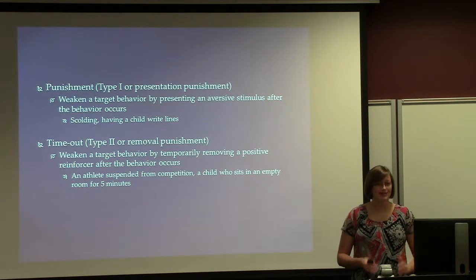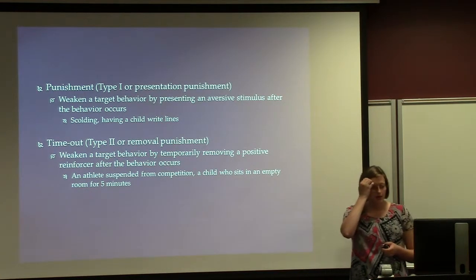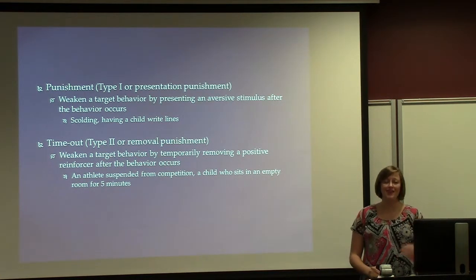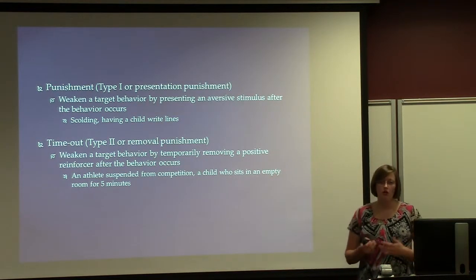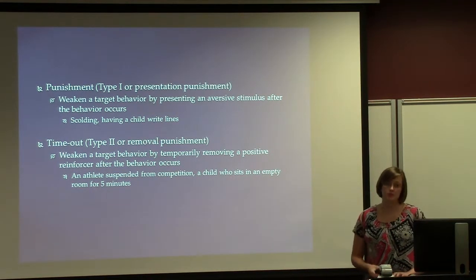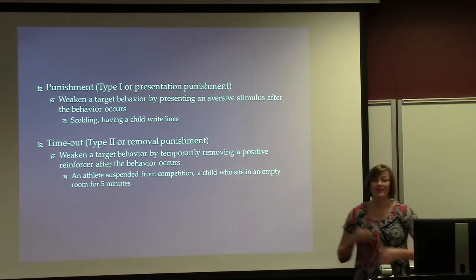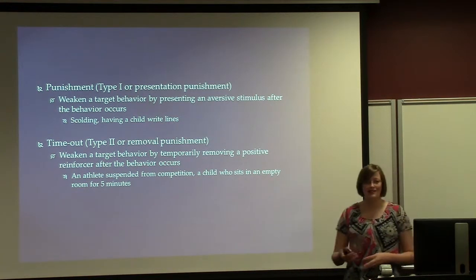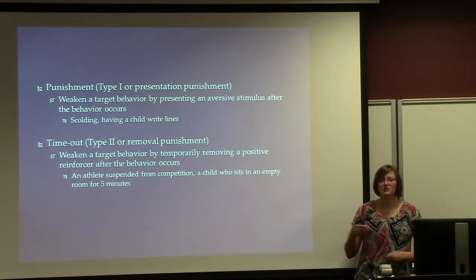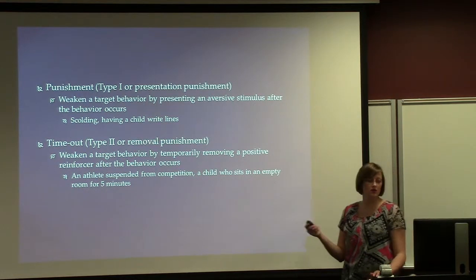Timeout, also known as type 2 or removal punishment, weakens a target behavior by temporarily removing a positive reinforcer after the behavior occurs. For example, an athlete is suspended from competition, or a child sits in an empty room for 5 minutes. So you're removing a positive reinforcer. The athlete wants to play that game, but you're temporarily removing that by suspending that player. Or a child wants to play in that activity, so you take that away and make them sit for 5 minutes.